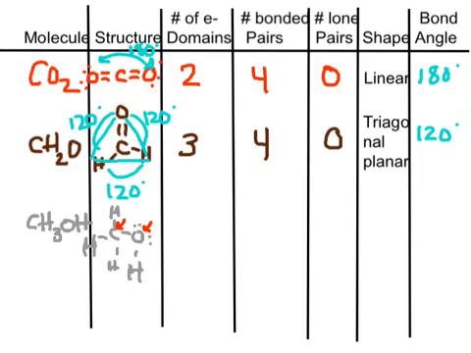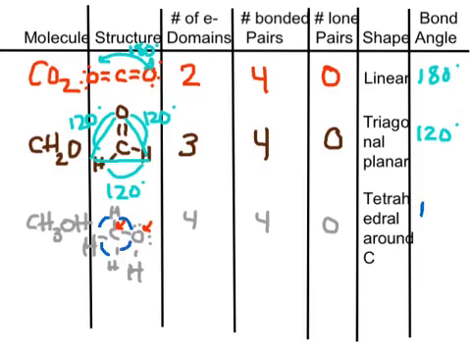So for carbon, carbon's got 4 electron domains because all 4 sides of carbon have electrons on them. All 4 of his are bonded pairs, and he has 0 lone pairs. So around carbon, the shape is tetrahedral. That means that all of these hydrogens around carbon, everything that's linked to carbon, is separated by an angle of 109.5 degrees around carbon.